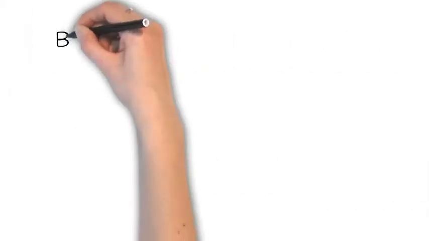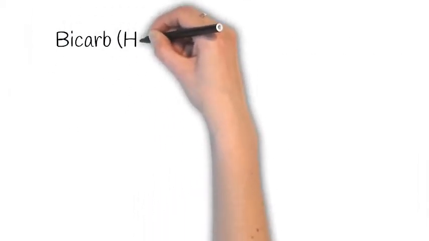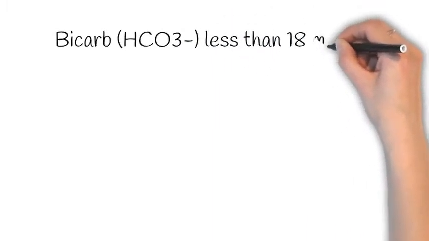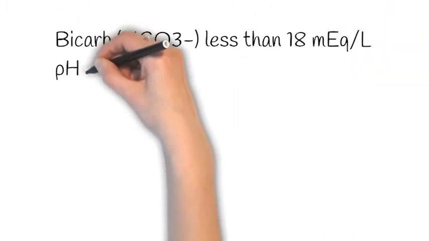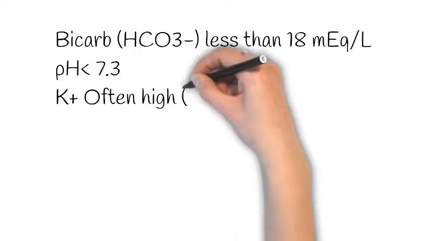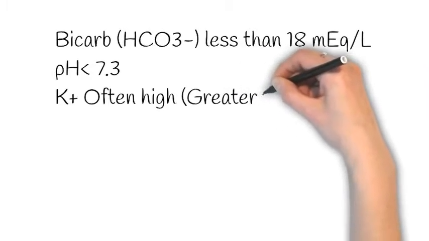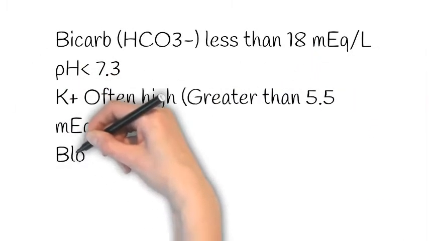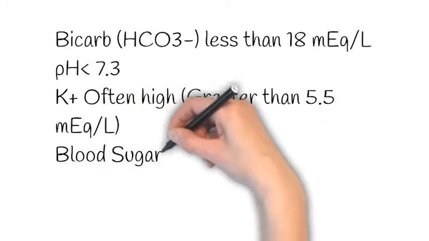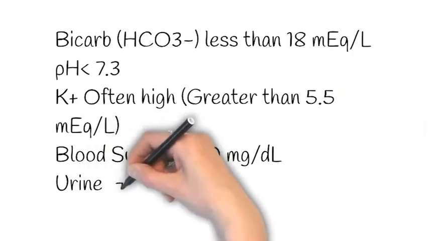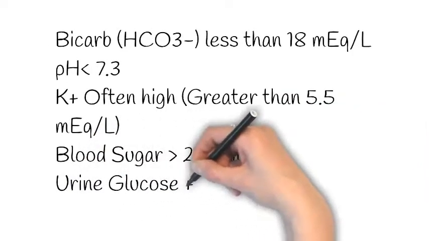So let's sum that up. Bicarb, less than 18 milliequivalents per liter. pH, less than 7.3. Potassium is often high, greater than 5.5 milliequivalents per liter. Blood sugar, so blood glucose is usually greater than 250 milligrams per deciliter, but sometimes some sources say 300. And then urine and ketones are both positive in the urine.